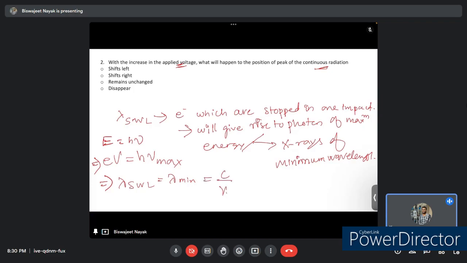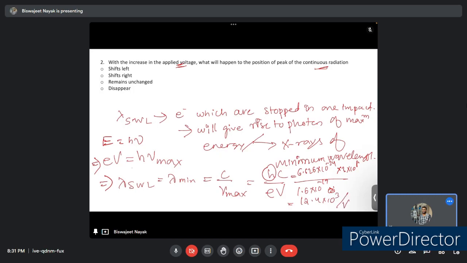Equals to C Hc by electron volt. So we can put in the values here. For H it is 6.626 into 10 to the minus 34, 3 into 10 to the 8, and for electrons 1.6 into 10 to the minus 19, and yeah, we can get the value as 12.4 into 10 to the power 3 volts.